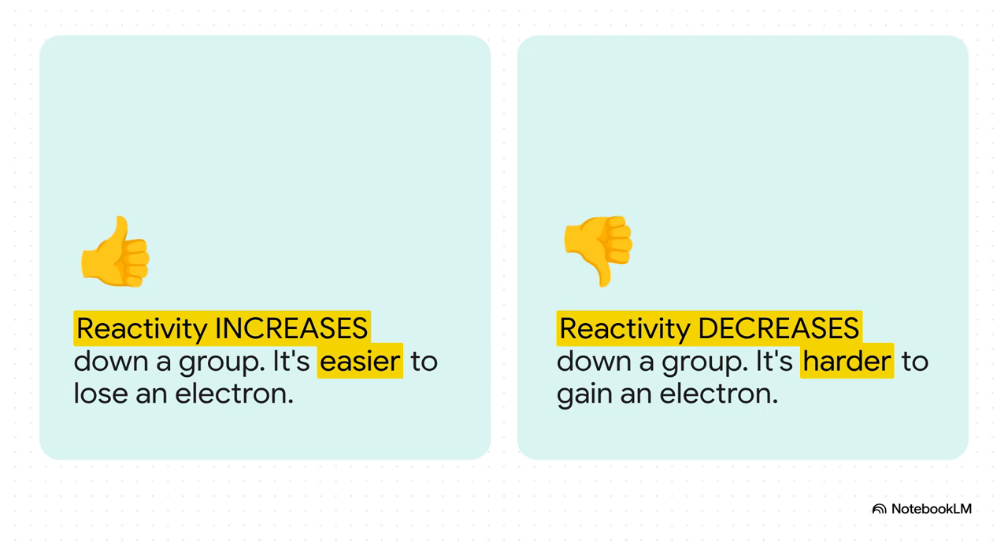Okay, our final trend is reactivity, but this one has a bit of a twist. For metals on the left side of the table, their entire goal in life is to lose an electron, and since that gets easier to do in bigger atoms, their reactivity increases as you go down a group. But for nonmetals on the right, their goal is to gain an electron, and that's harder for bigger atoms to do, so their reactivity actually decreases as you go down.